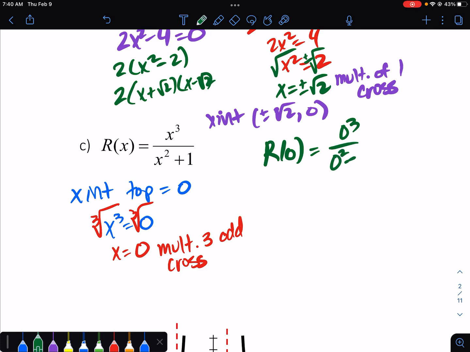If we look at our y-intercept, that's going to be r of 0, so I do 0 cubed over 0 squared plus 1. 0 cubed is 0, 0 squared is 0, plus 1 is 1, so 0 over 1 is 0. So notice our x-intercept and y-intercept are both 0, which I should be anticipating. If you get an x-intercept of 0, then you know that your y-intercept also has to be 0.